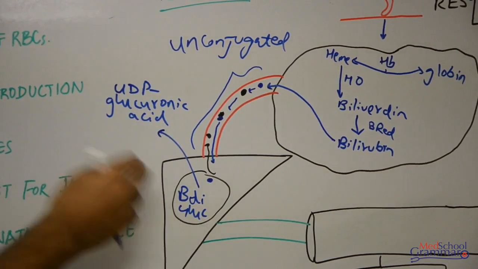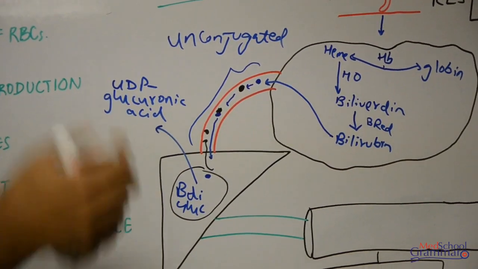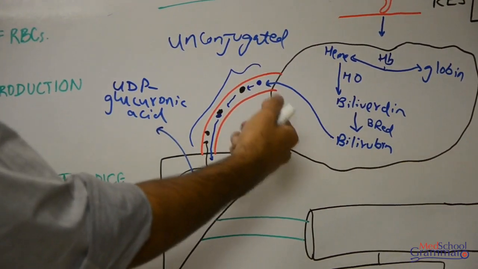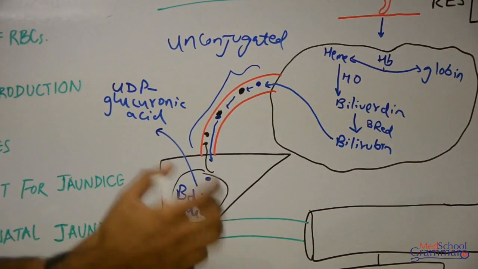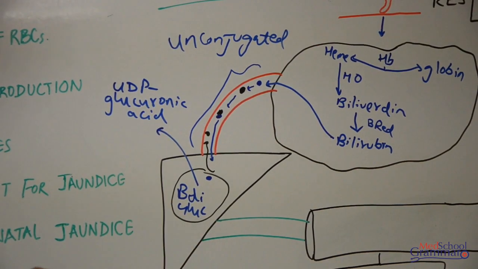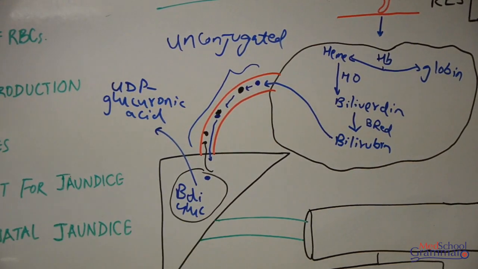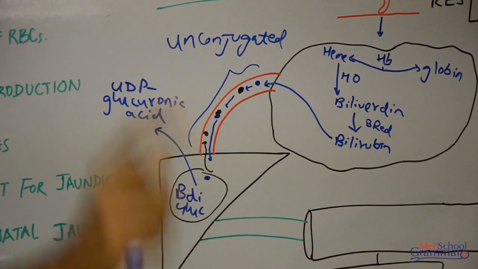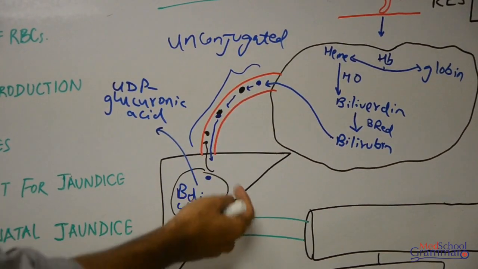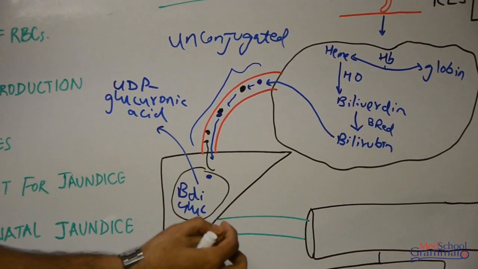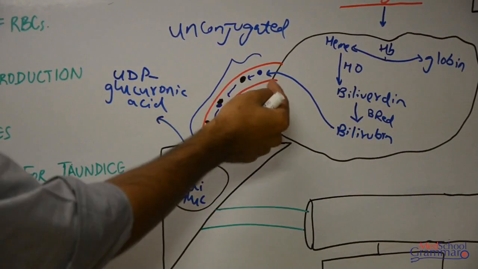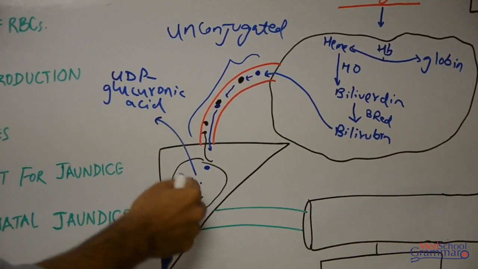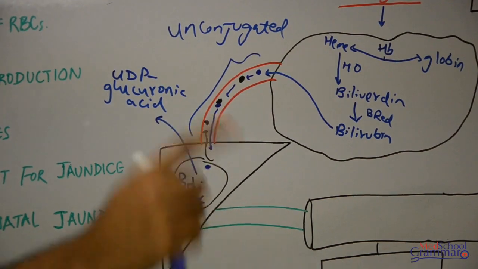Okay, the conjugation has occurred. What do you mean by conjugation? Conjugation means any substance, for example here it is bilirubin, combines with a conjugating agent. Conjugation is a type of detoxification which you study under the heading of detoxification biochemistry. So for now you just need to remember that bilirubin combines with a substance, and this process is known as conjugation. The substance is UDP glucuronic acid and the product formed is bilirubin diglucuronide.